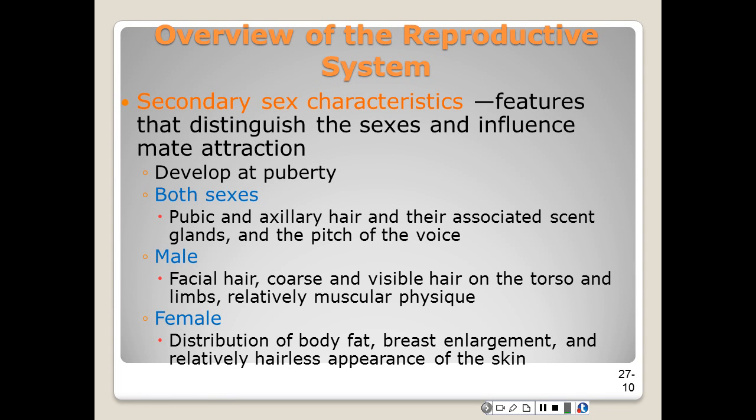In the males, you'll get facial hair that starts a little coarser, they start getting chest hair, and their physique starts to change slightly and becomes a little more muscular. For females, we're going to have fat distributed in different regions, start developing breasts, and basically hair in certain areas, and not in certain areas, such as the face. You're not going to get facial hair like a beard or a mustache.